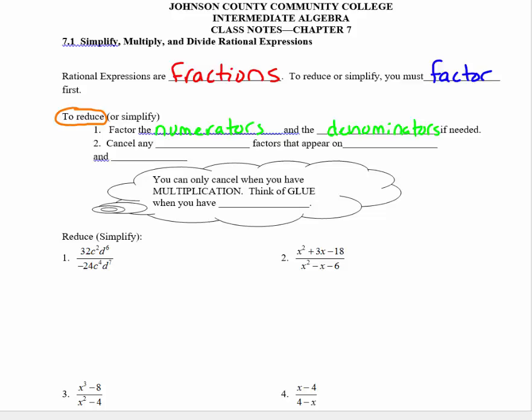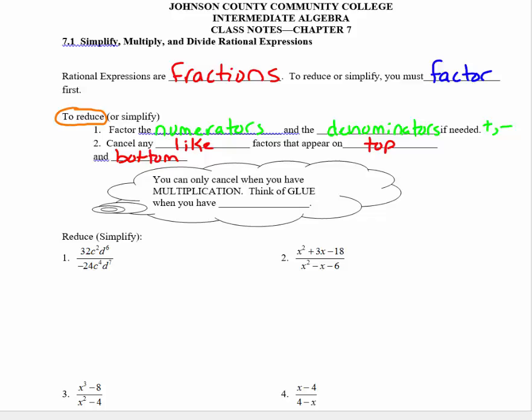Now what do I mean by if needed? Well, you need to if you see a plus sign or a minus sign. Anytime you see plus signs or minus signs, you need to think factoring when the direction says to reduce or simplify. Next, you're going to cancel any like factor that appears on top and bottom. So any factor that appears in the numerator and the denominator can cancel out.